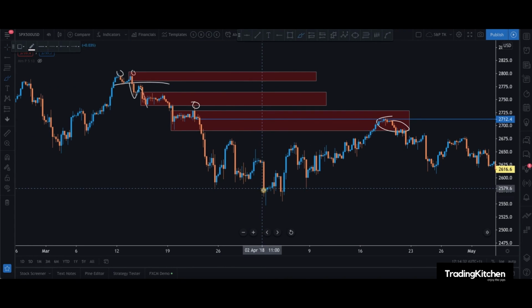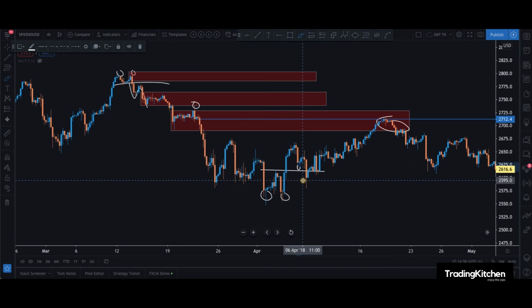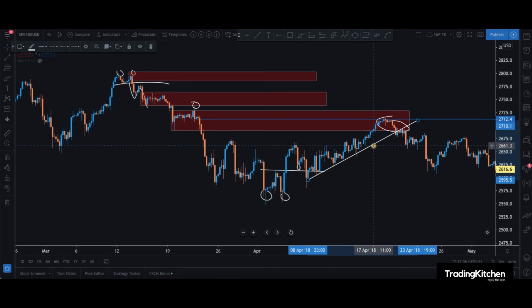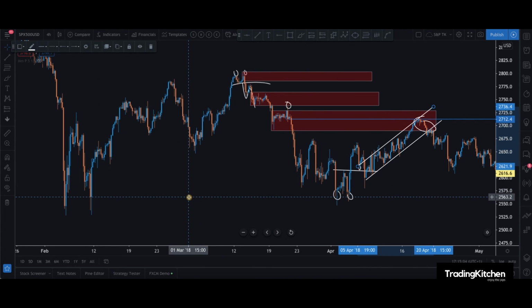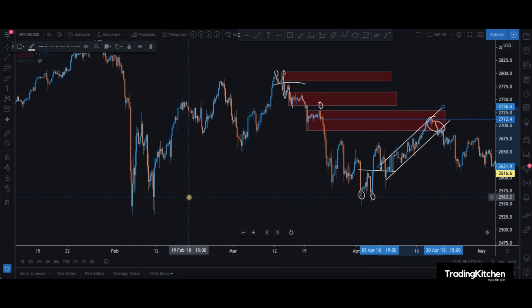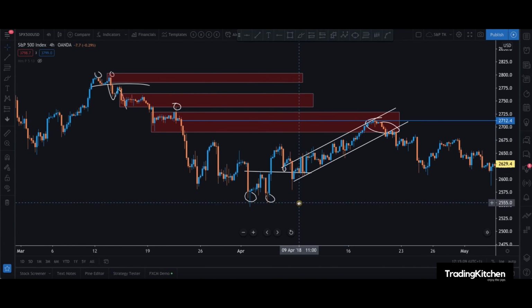This is a double bottom. The neckline is this one, and price perfectly tested. Then I see a channel here. I saw a triangle before, but I don't see it anymore. Doesn't matter.